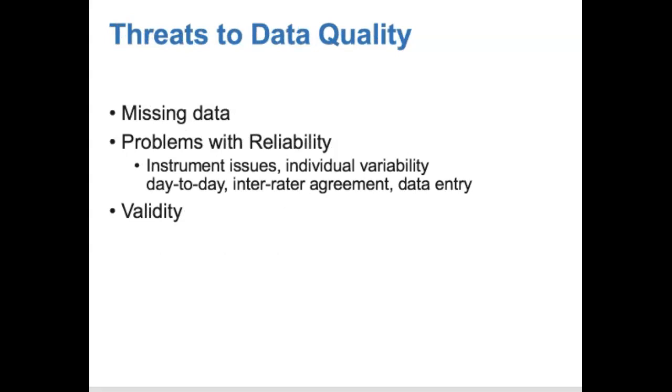No matter how well you plan and design your intervention, there will be some threats to data quality, such as missing data, problems with reliability, and validity. Missing data is a common problem as people don't always answer every question on every survey, or some people won't come back for a follow-up visit, and therefore their data is missing from that time point.